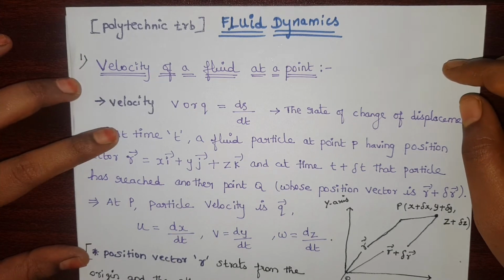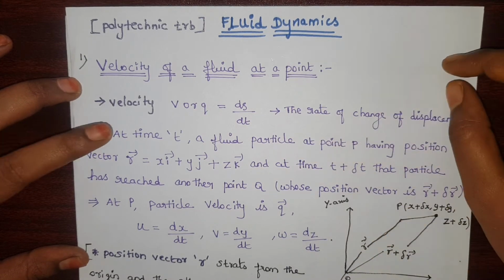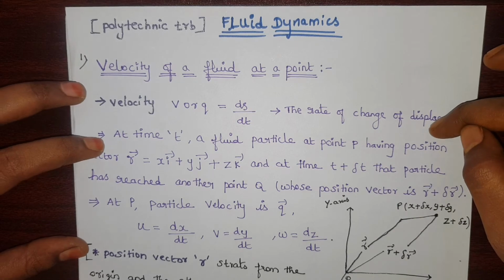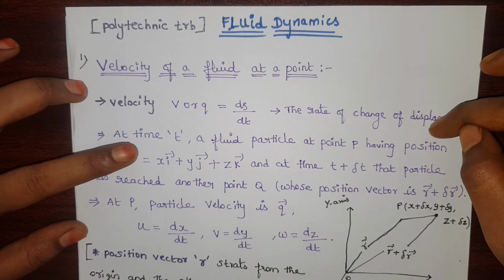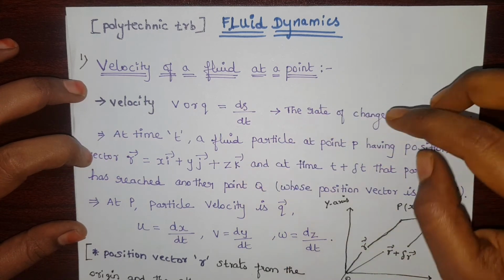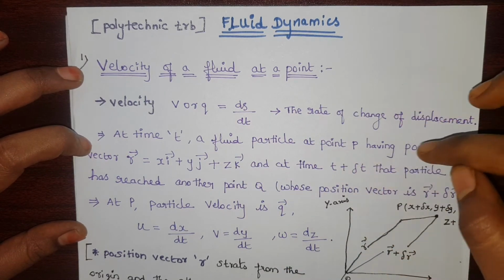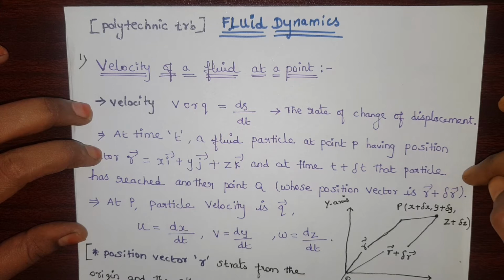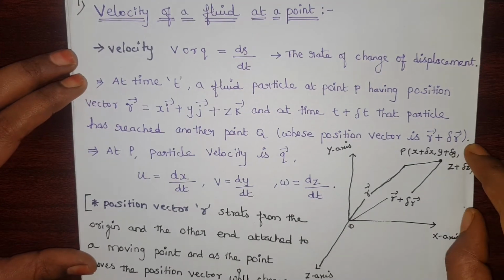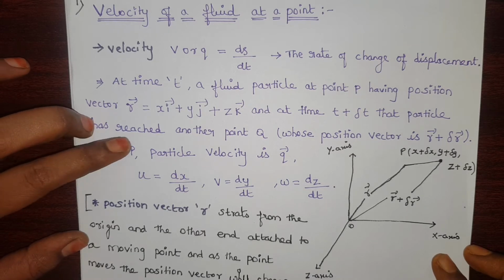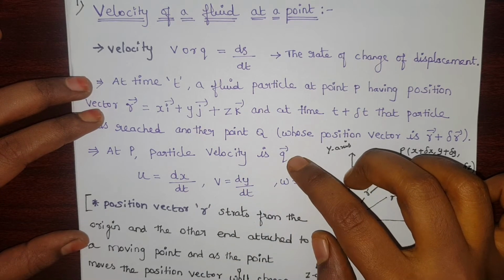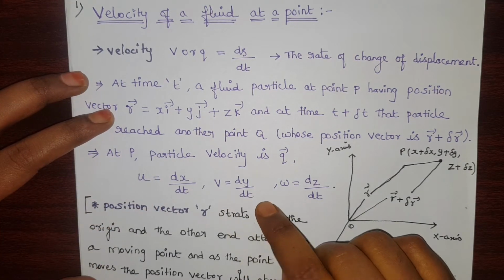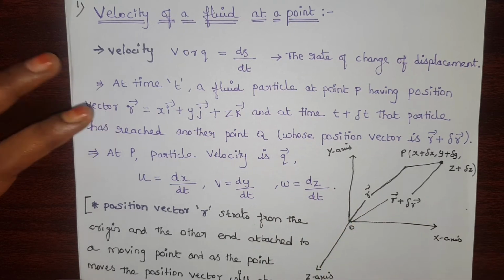At time t, a fluid particle at point P has position vector r vector equal to xi vector plus yj vector plus zk vector. At time t plus delta t, the particle has reached another point Q, whose position vector is r vector plus delta r vector. At P, the particle velocity is denoted by q vector, that is u equal to dx by dt, v equal to dy by dt, w equal to dz by dt.